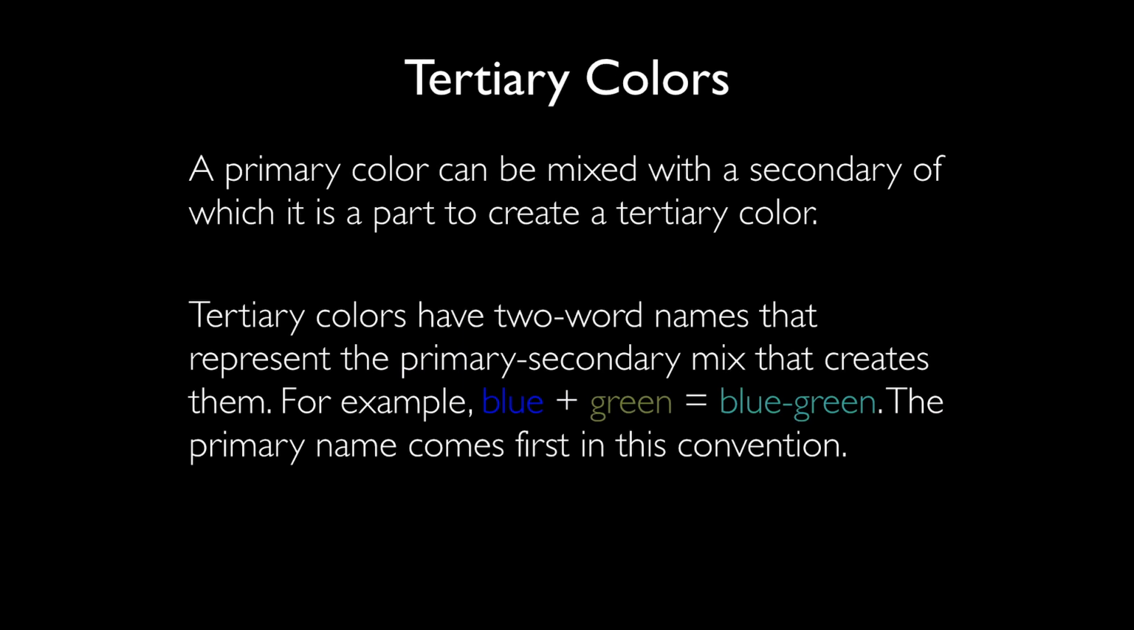There are also something called tertiary colors. A tertiary color, or kind of a third tier color, is a color that you can mix with a primary color and a secondary color that has that first primary in it. So for example, if you mix blue plus green, remember green is blue and yellow, you're going to get a third color that's kind of in between the two, and we name these tertiary colors by the primary secondary mix. In this convention, the primary name comes first. So if you mix blue and green, you'd have blue green. If you mixed red and orange, you'd have red orange, and so on and so forth.